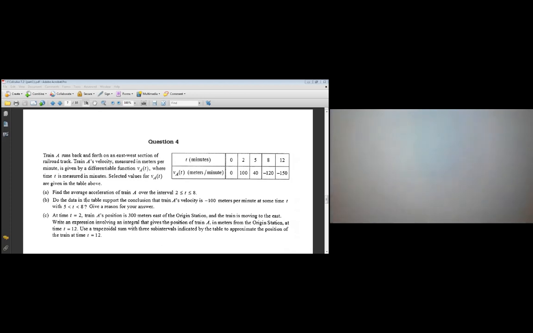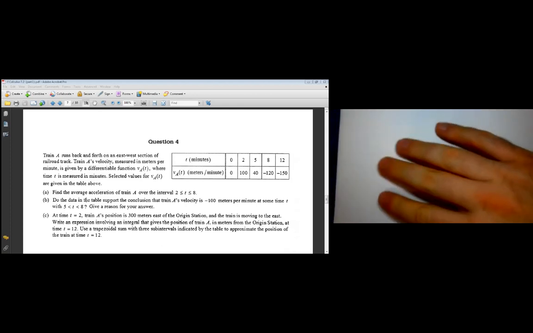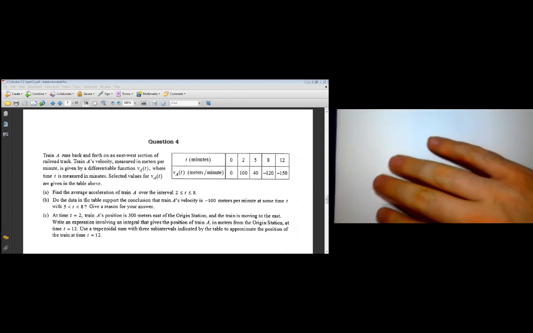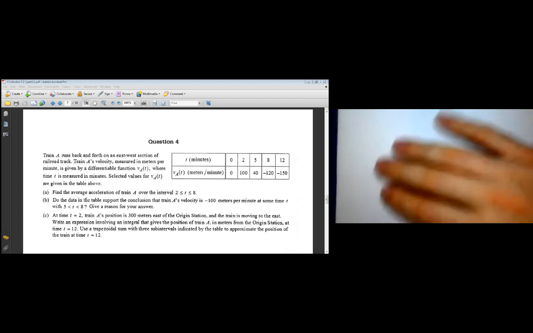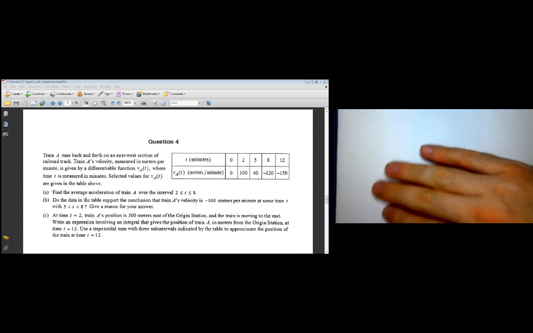All right, so we're talking about a train. The train's moving east and west on a section of track. All right, talk to me about part A. What are we doing? Would you take the derivative of the velocity? For part A, it says to find the average acceleration. Average rate of change, average acceleration. What are we finding? The slope.